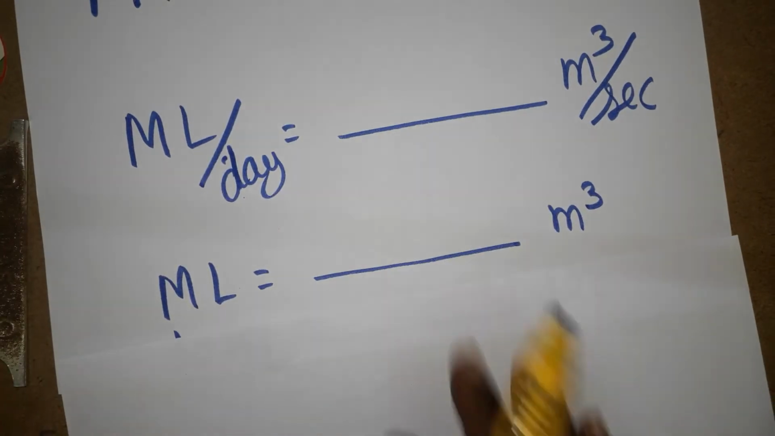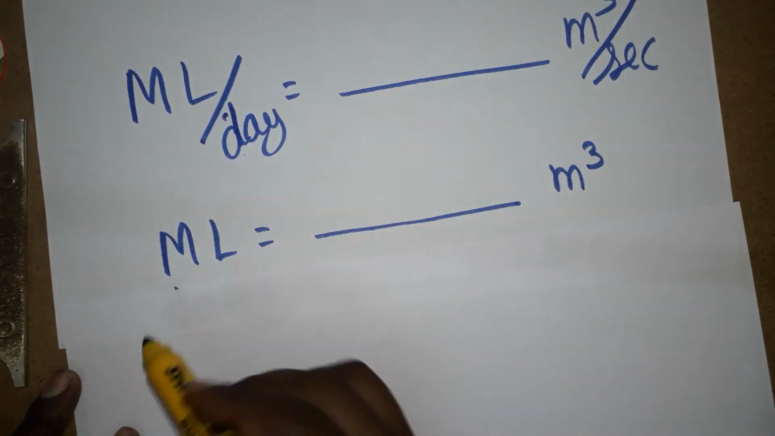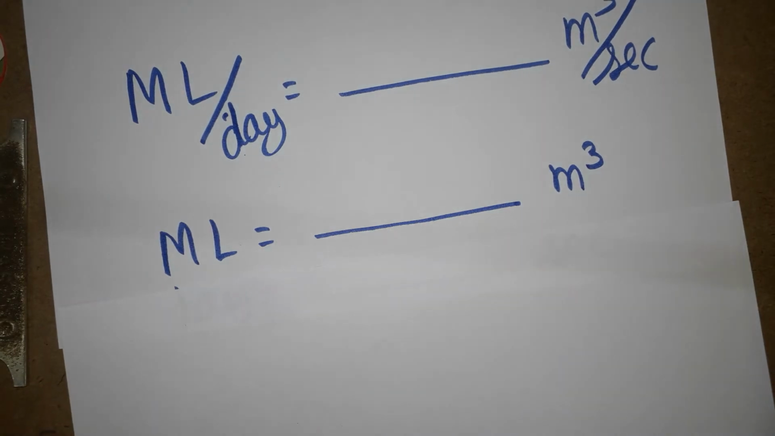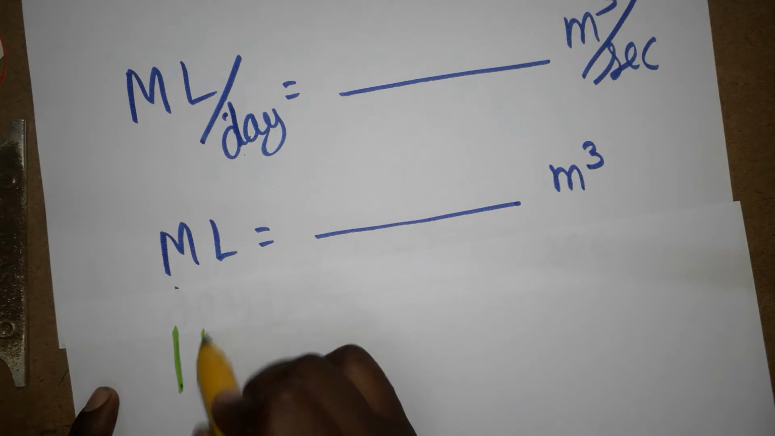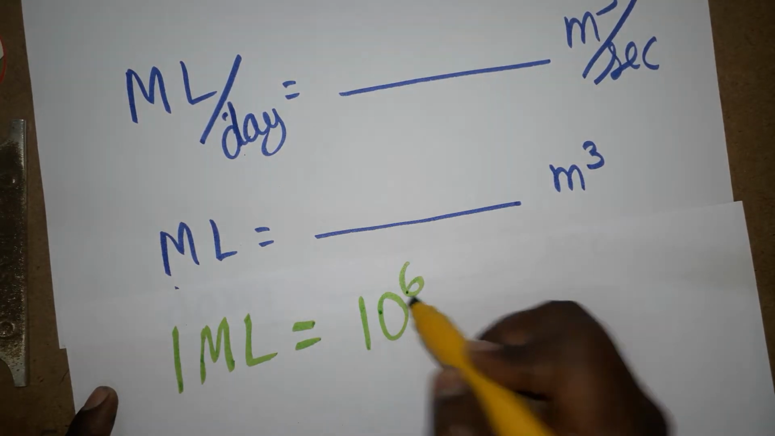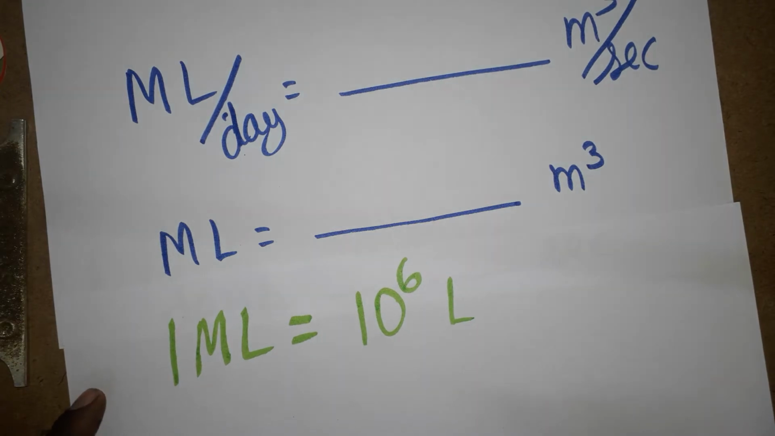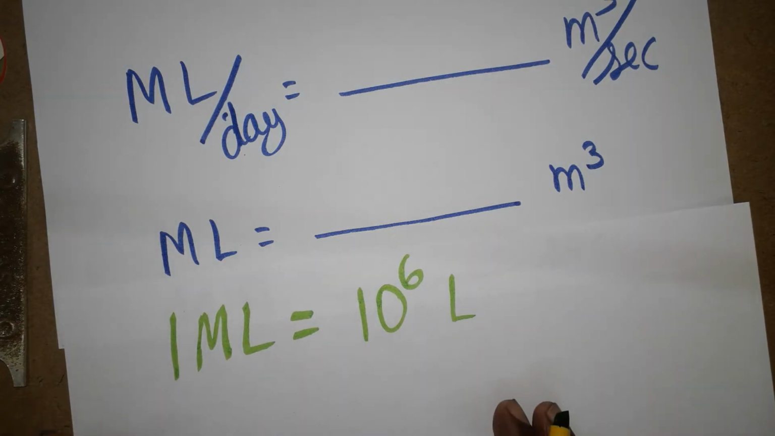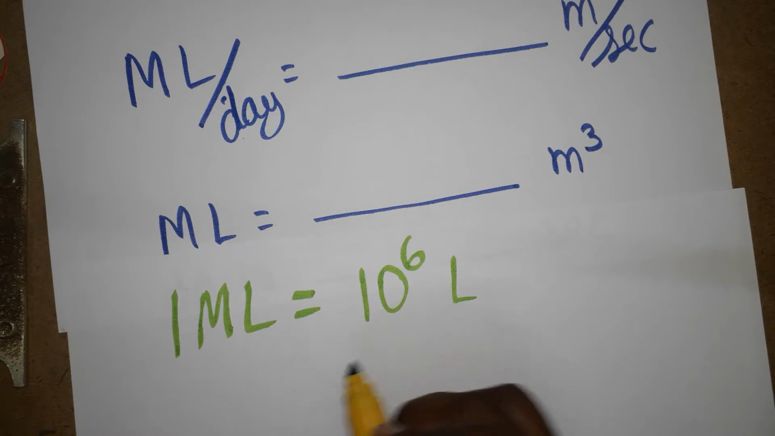Mega or million liters is equal to how many meter cube? That only we are going to learn first, how to convert this value. Mega is going to be 10 power 6. Megaliter is going to be 10 power 6 liters. Mega, million, it's 10 power 6. 6 zeros will be there.